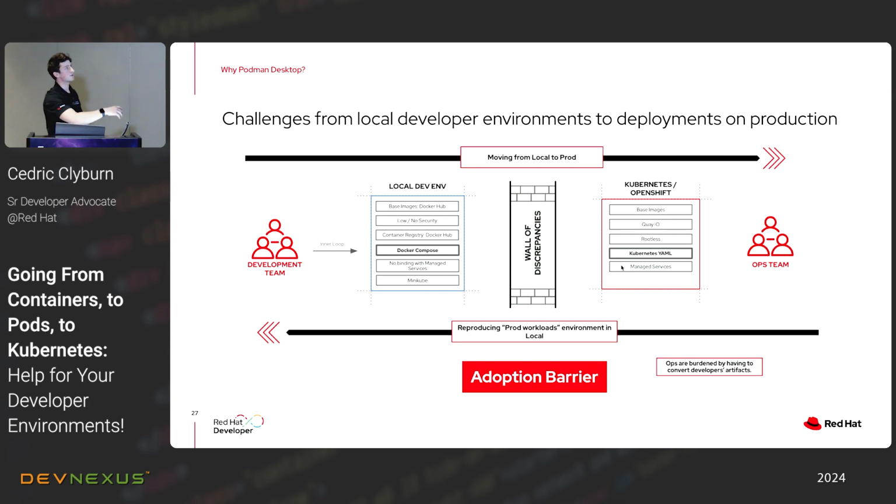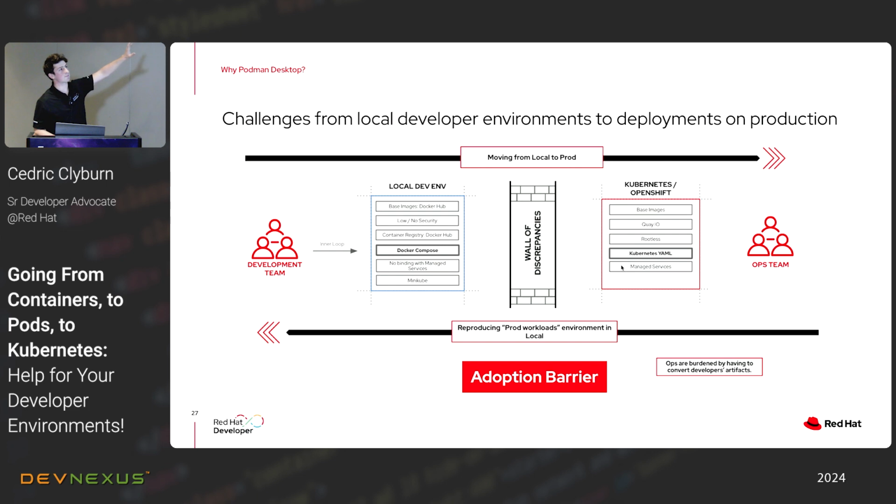So say I'm a developer and I'm working in my inner loop processes, building, testing, things like that. Well, I'm working perhaps with different base images from the Docker Hub that I'm pulling that might have little or no security or CVEs. I'm working with Docker Compose, which is great for multi-container applications, but not necessarily as great if I want to deploy it onto Kubernetes, right? Working with no binding with managed services versus Kubernetes, that's where it might already be.